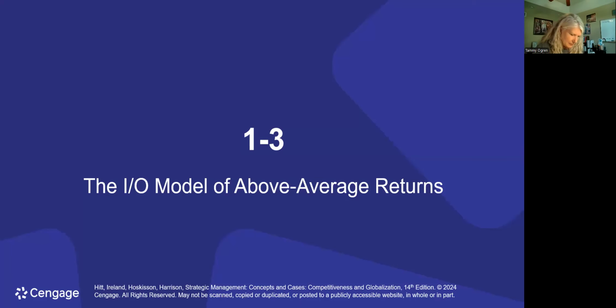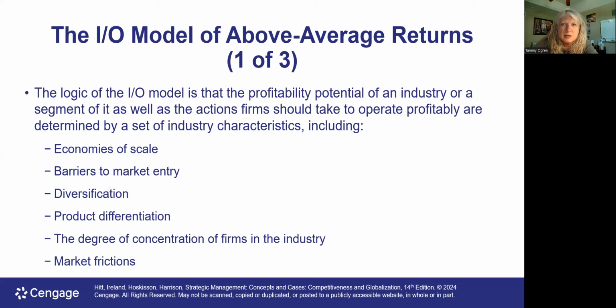So now we're going to talk about several models of above average returns and look at that in a couple of different ways. So first of all, the IO, Industrial Organizational Model of Above Average Returns, refers to the idea that the external environment's dominant influence is really relative on the choice of our strategy and the actions we associate with it.